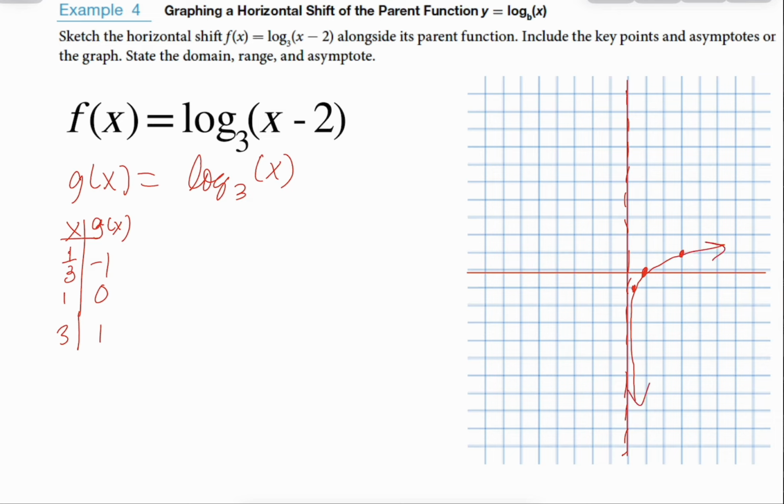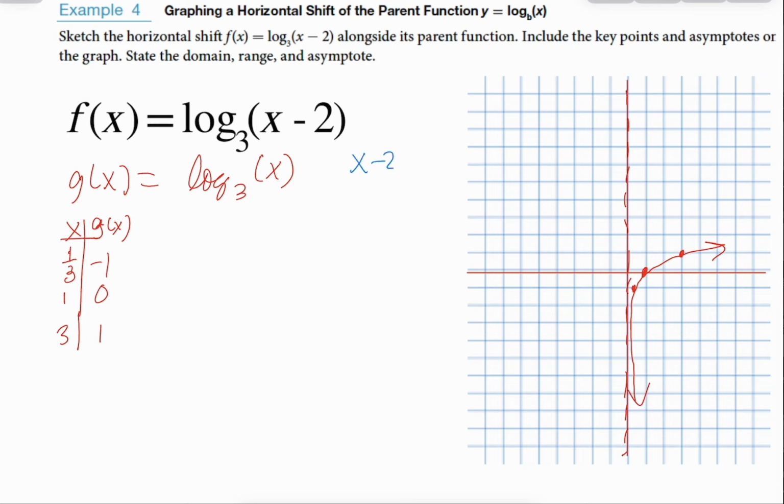Okay, so now we got our parent on there. Now let's focus on the new function. Now the new function, we have that -2. So this entire graph is going to move to the right too. So the asymptote will move, and each one of these points will jump over to the right too. But let me show you why.